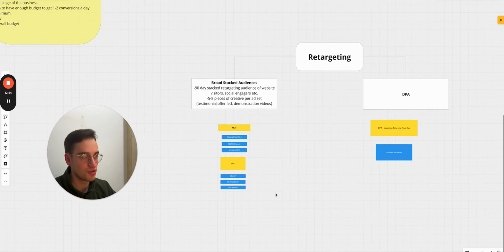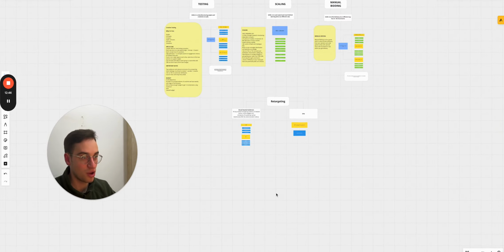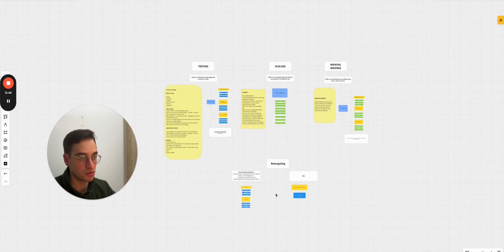So again, that's pretty much it from an overall perspective. That's how I basically structure my accounts. I've scaled accounts to more than 30 to 40K a day just with this setup. Obviously, you can see how this can be a bit more complex or add a few more campaigns, but at its purest form, you shouldn't need anything else than this to actually scale.